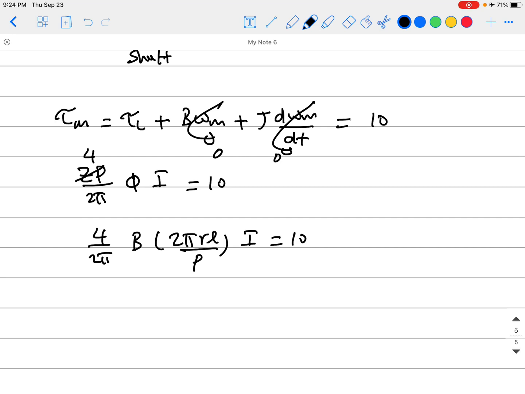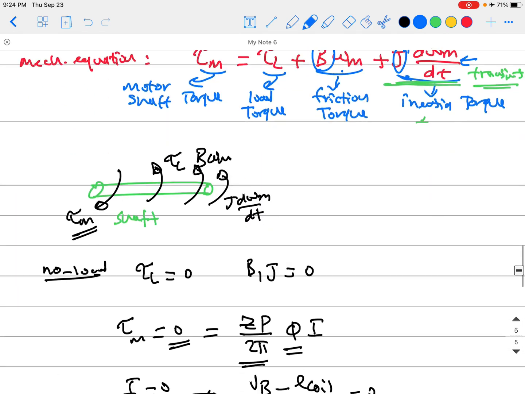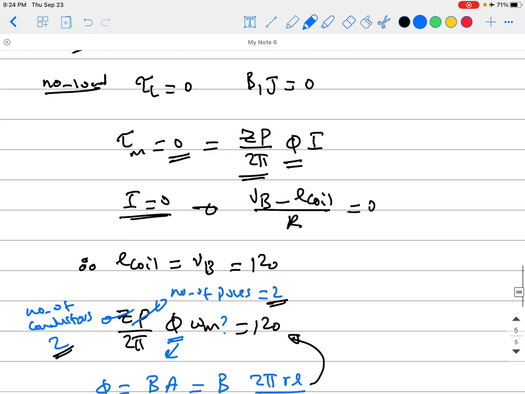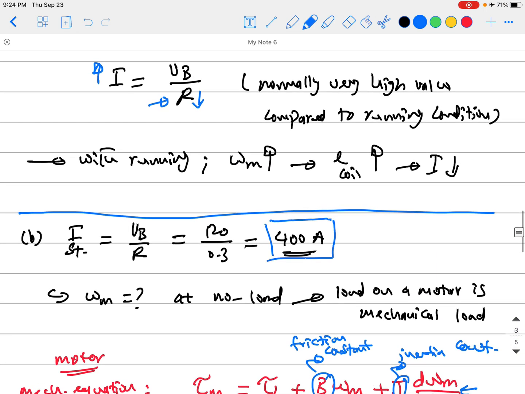Everything is known here: the B, the R, the L, the P. You can just calculate I very easily from this equation. It will be 40 amps. Staying here, guys, very, very important. When you have some load attached to the motor and it's a steady state, the current is 40 amps. That's the running condition current. Go back to your calculation before to find the starting current. Remember its value? 400 amps.